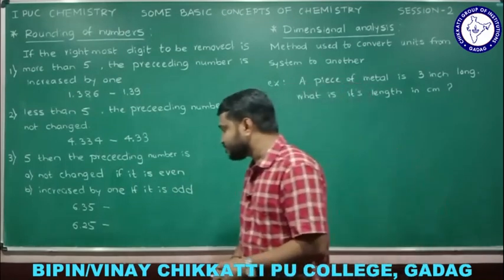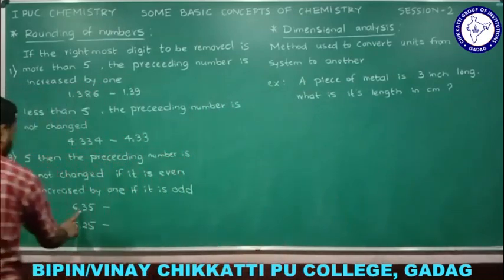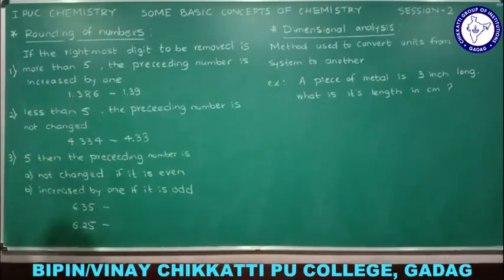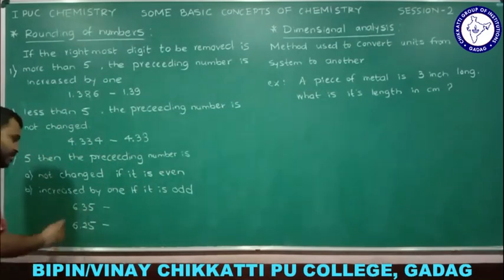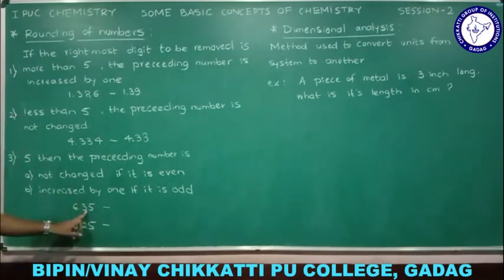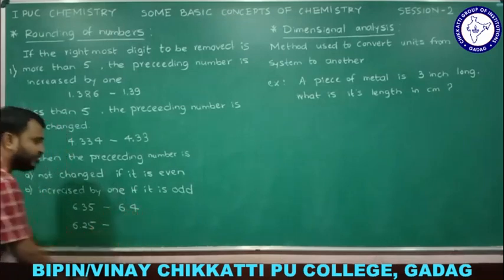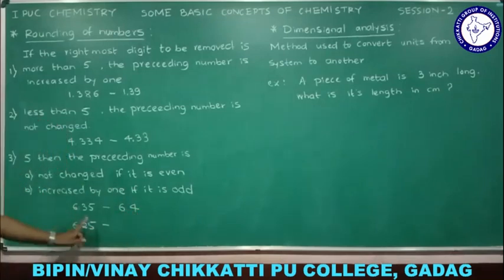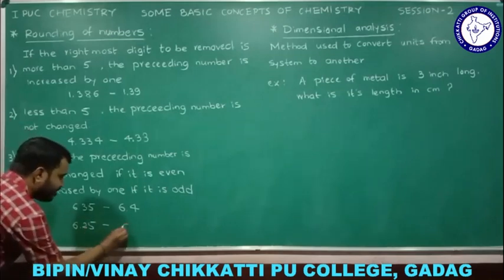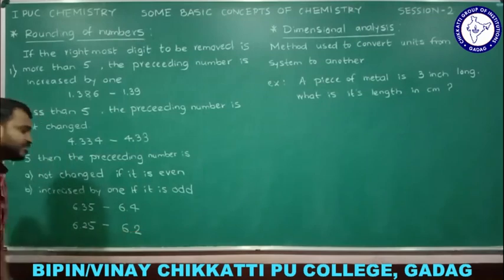See the example. Here we have 6.35, the last number is 5. See the preceding number, you have to check whether it is even or odd. 3 is an odd number, so the rule says if the preceding number is odd, you have to increase it by 1. Therefore the rounding off is 6.4. One more example: the last number is 5, and the preceding number is even. If the preceding number is even, then you keep it as it is, there is no change, therefore that is 6.2.